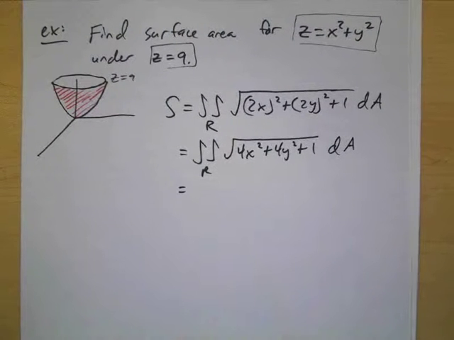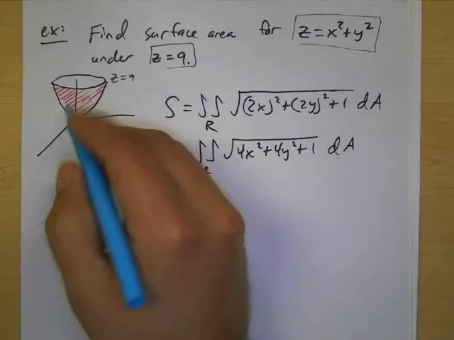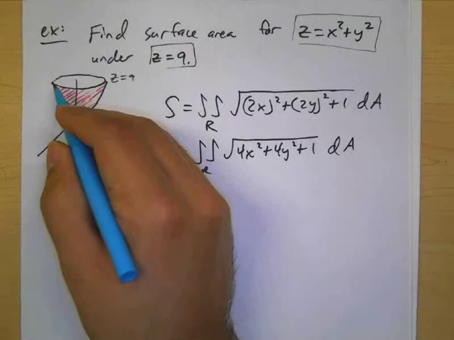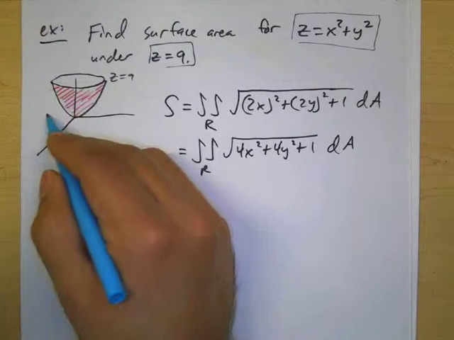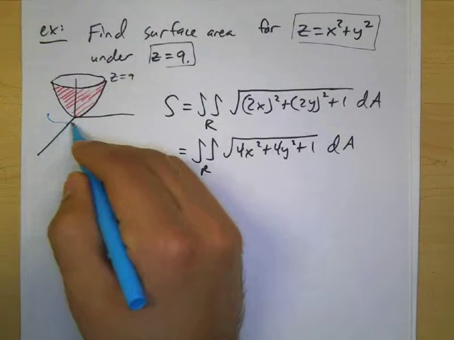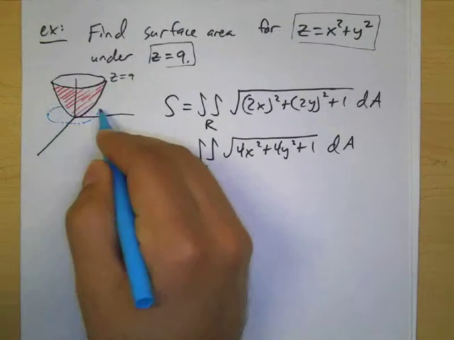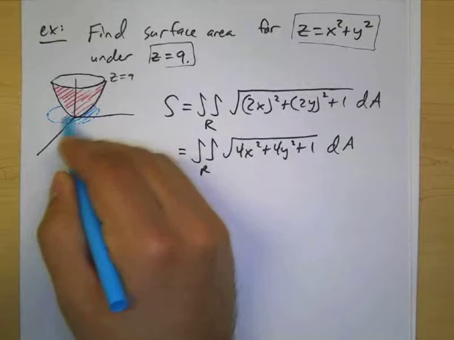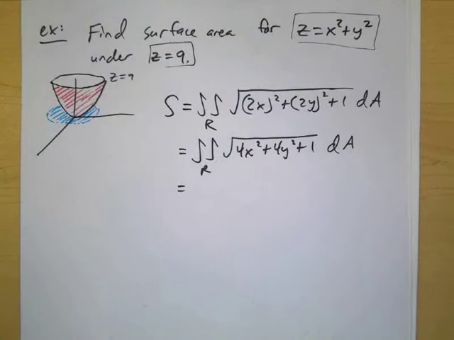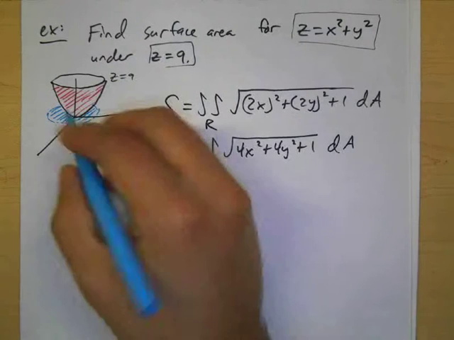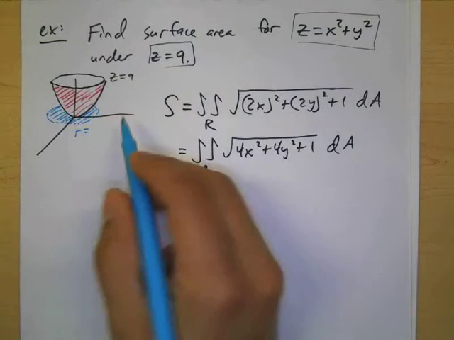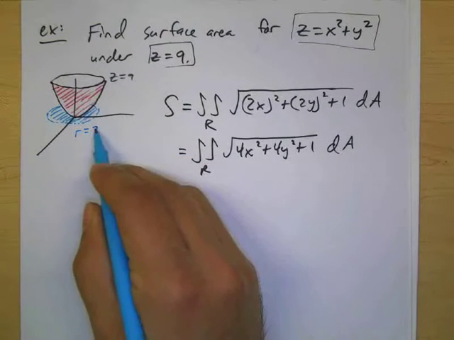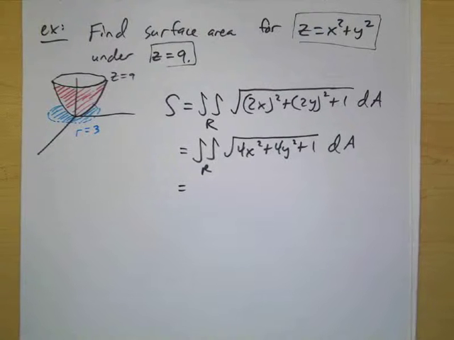And now keep in mind, when we set up our bounds for R, we're looking at the projection of the surface onto the xy plane. And if you see it, it's just what? It's just a circle. What would the radius for the circle be? 3.